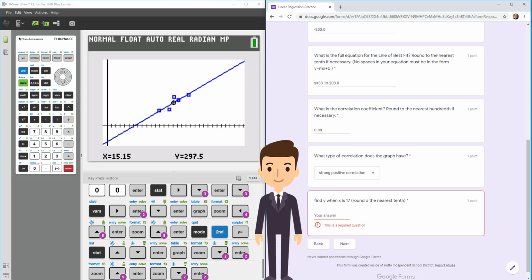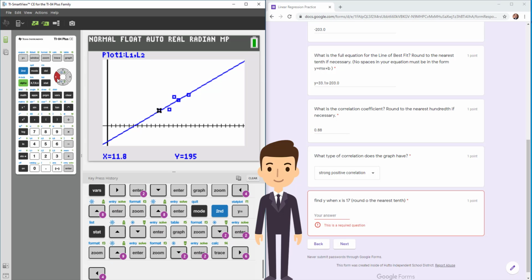But to find y when x is 17, I'm going to hit trace. Right now I'm tracing L1 and L2, so I'm tracing the points. If I move to the right, it's moving right on those points. If I move to the left, it's moving left on those points. I don't want that. I want it to move on the line. So I'm going to go to my line here. I press down to jump to the line. Now that I'm on the line, I can move up and down on the line.